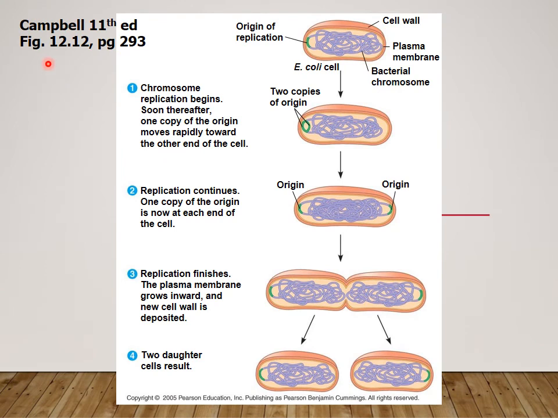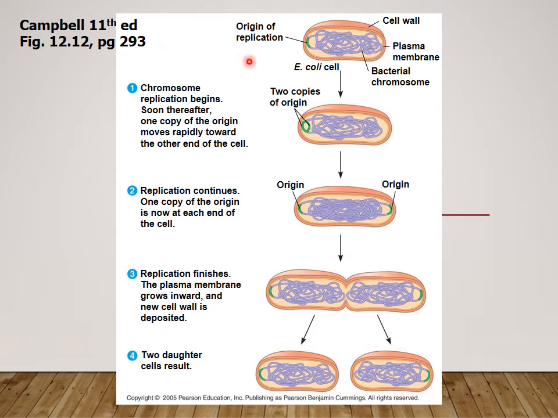Next, we're going to discuss binary fission using a figure extracted from Cambridge 11th edition, figure 12.12, page 293. This figure is on bacterial cell division by binary fission. The bacterium E. coli, shown here, has a single circular chromosome. This figure highlights the four processes that are vital in binary fission.